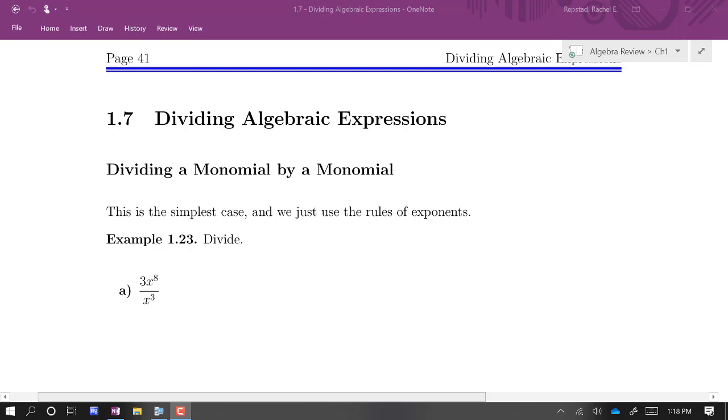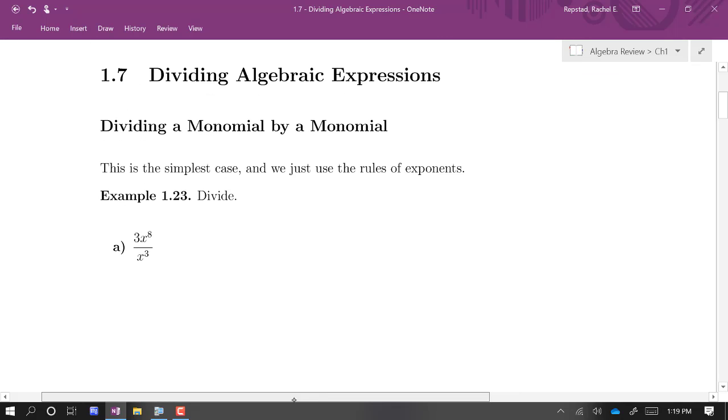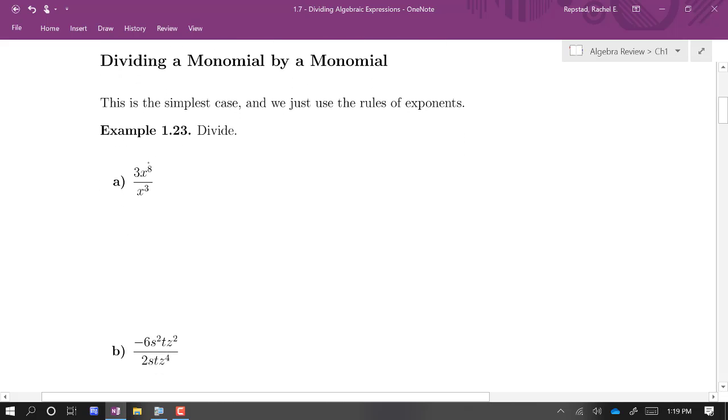In this section, we're going to learn how to do some division of algebraic expressions, and just like we did with multiplication, we're going to start simple and then move to more complicated scenarios. So if there's no addition or subtraction happening in the numerator or denominator, we already know how to do this problem. We're going to use the rules of exponents. So in this first example, we've got 3x to the 8 divided by x cubed. The rules of exponents tell me I can subtract those exponents, and we get 3x to the 5th.